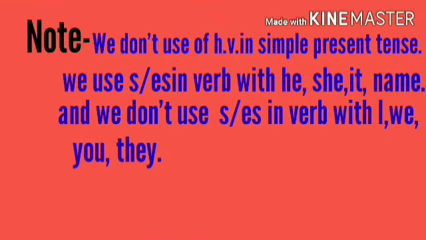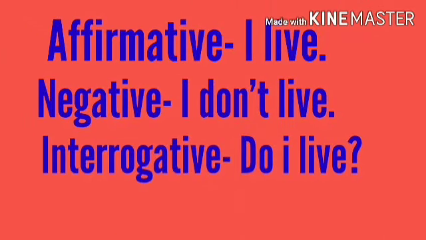Okay, at last I have to tell you, we don't use a helping verb in simple present tense. We use s or es in the verb with he, she, it, name, and we don't use s or es in the verb with I, we, you, they, which I also used in the examples. So just focus. So here we deeply understand what will be the difference between affirmative, negative, interrogative in present tense.